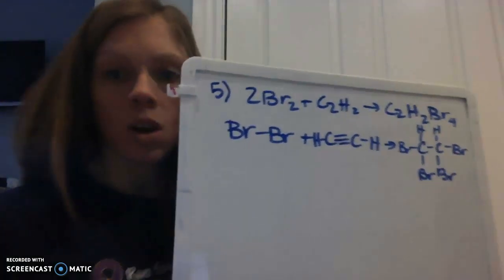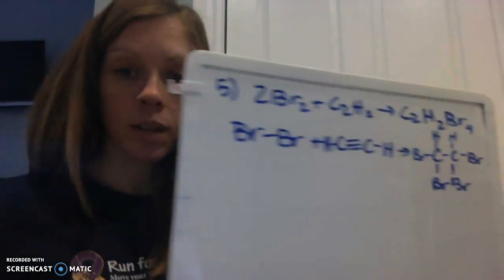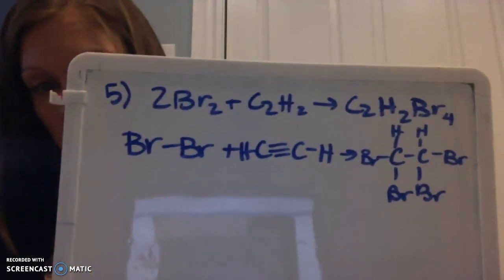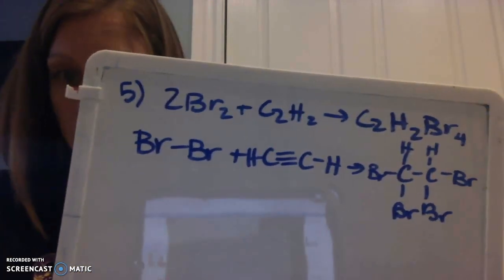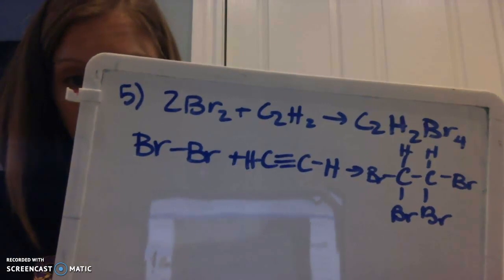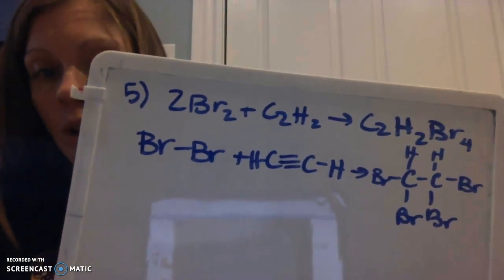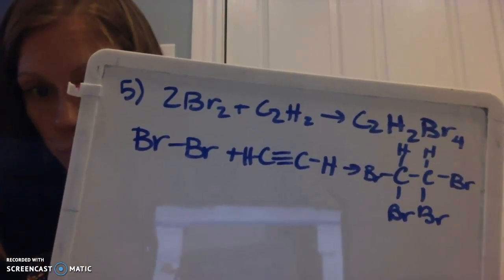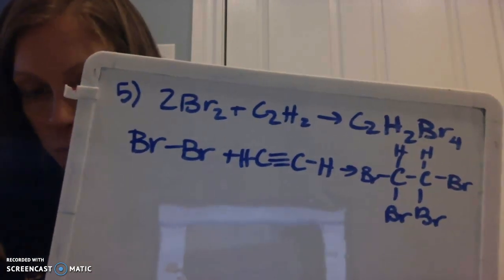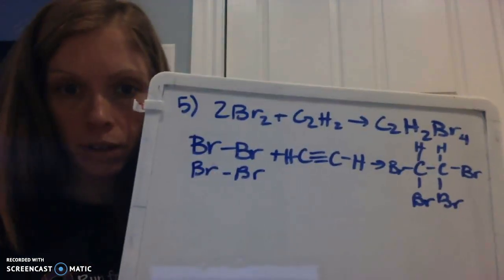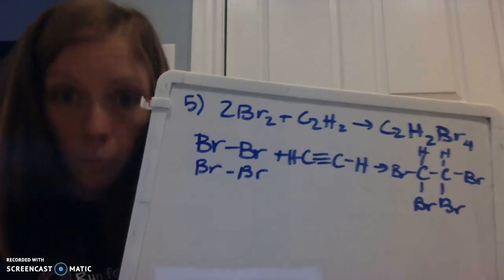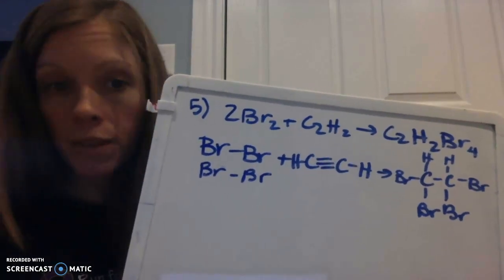Okay. We have Br2 plus C2H2, which is ethyne, which has a triple bond. And then we break up that triple bond and we put our bromine onto our CC. So essentially, you just need to highlight what's broken and what's formed. So I have 2 Br2s, so I'm going to draw this twice. And that way, I won't leave it out.